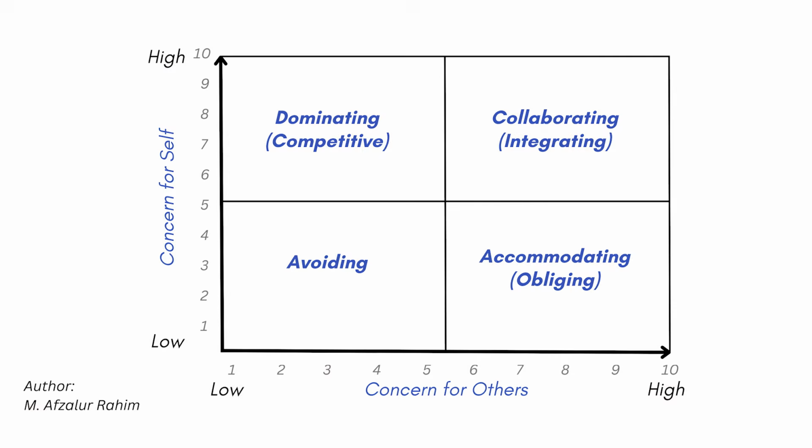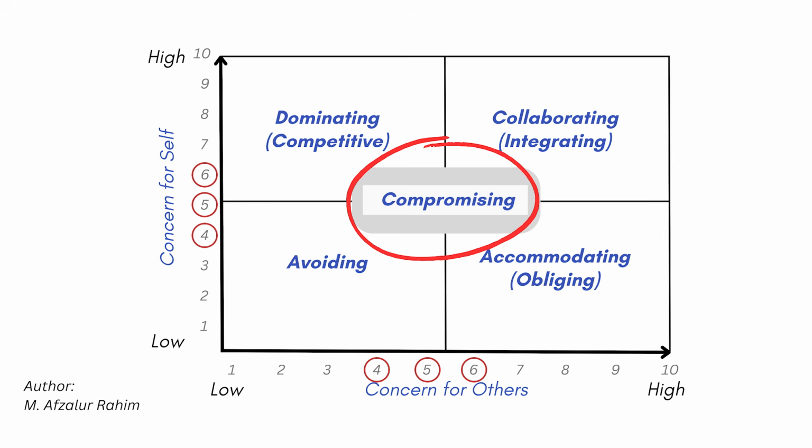And lastly, we have a style that's hidden in the middle. This style has a medium level of concern for ourselves and also for others. So on a 1 to 10 scale, if you put yourself somewhere between 4 and 6 on each axis, that would put you right around the compromising style.